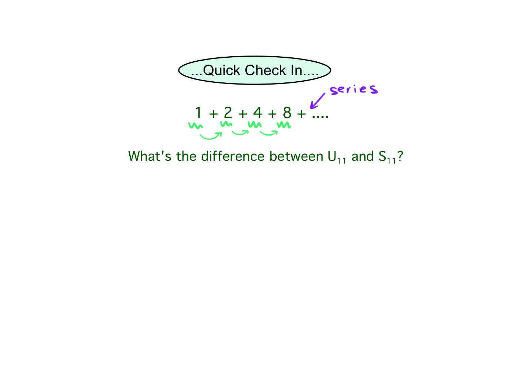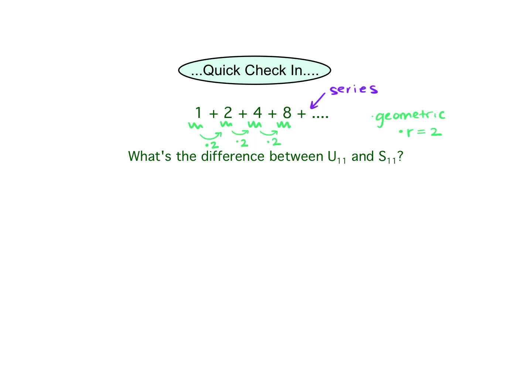Thinking about multiplication, the first round, the common ratio would be 2. 1 times 2 gives me 2, and I can see that pattern is consistent. The next round, 2 times 2 gives me 4, then 4 times 2 gives me 8. So I know that this series is geometric, and I know that the common ratio is 2.